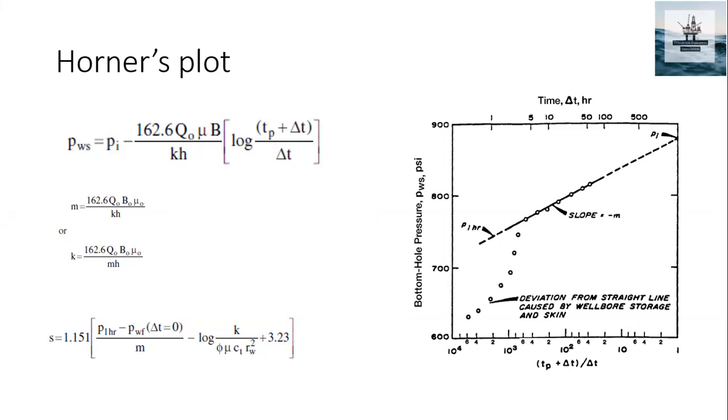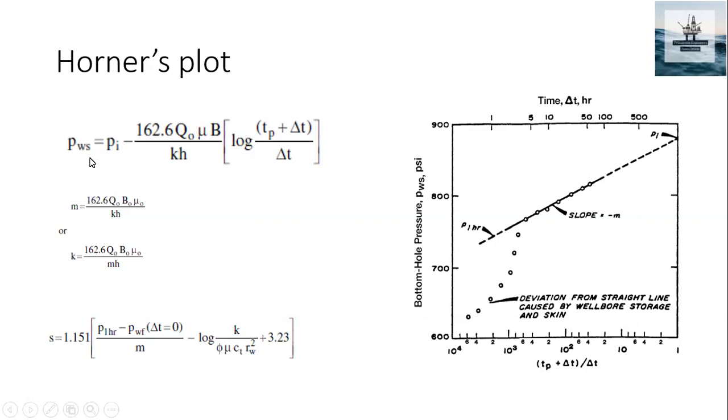It could be minutes or hours, or 30 seconds, or 30 hours, or 30 days, I mean 1 day or 2 days. It all depends on the time parameter of interest of the industry, the project or firm, whatever scale they are having. So PW is wellbore pressure, reservoir pressure, and this is the term that we are going to use to estimate permeability, and log (TP plus delta T) by delta T.